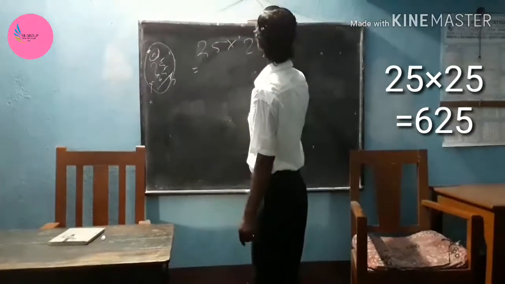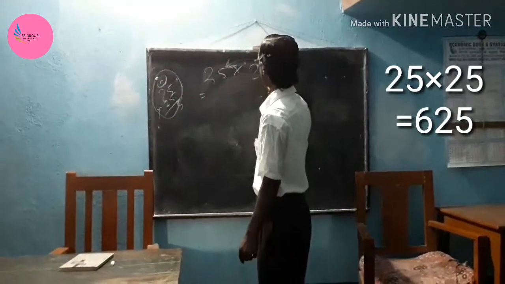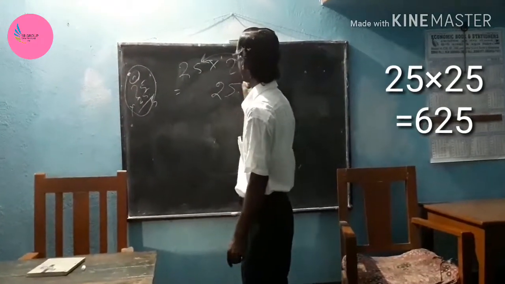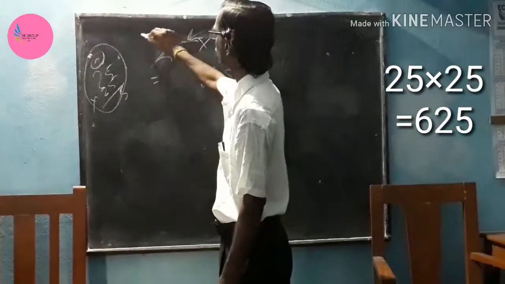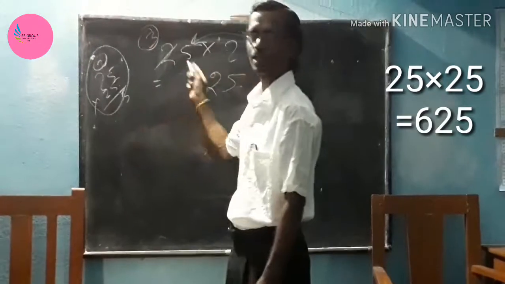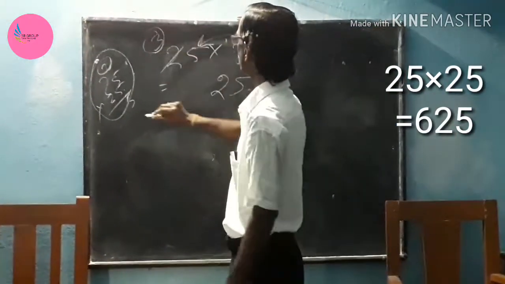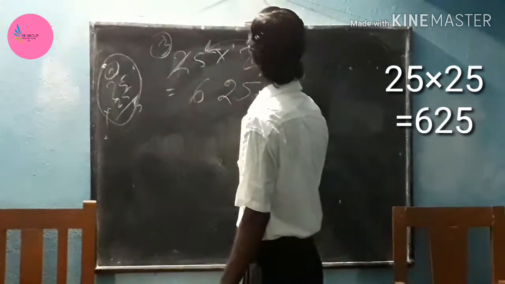Any number with 5, to do the multiplication: 5 times 5 is how much? 25. 5 times 5 is 25. And the 2, cut and write down the number above it, which is 3. So 2 times 3 is how much? 6. That's how the answer comes out.